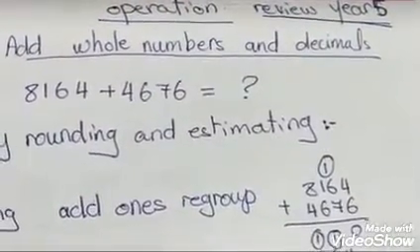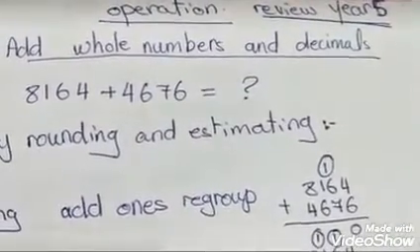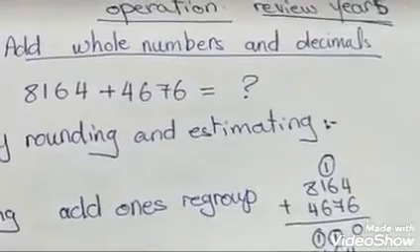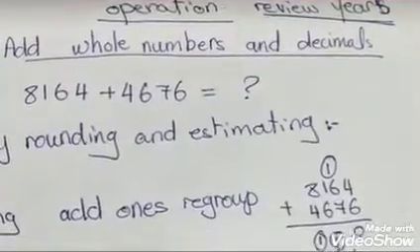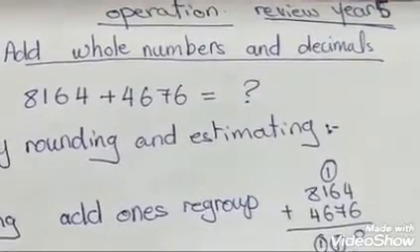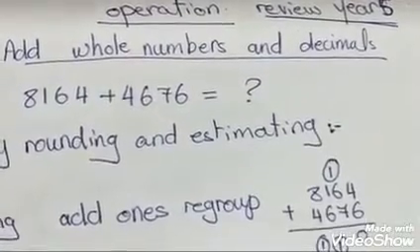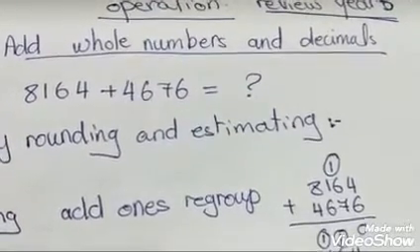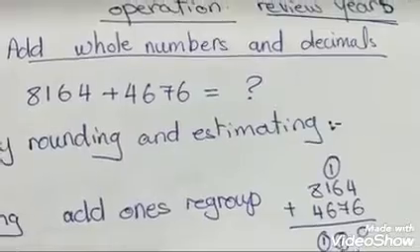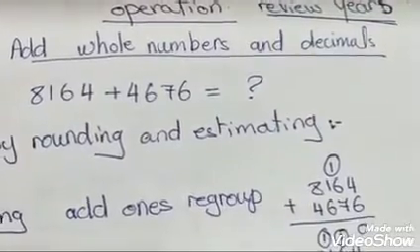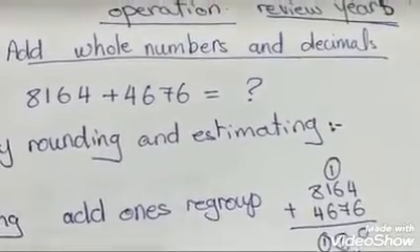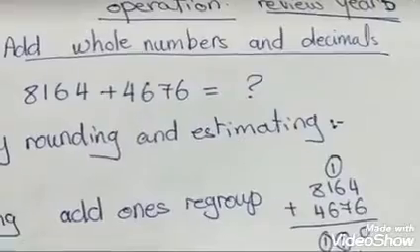Today, inshallah, we'll continue what we started last time, the review for year 5. Last time we took numerations, digits, place value, decimals, and rounding, approximating. Today, inshallah, we'll continue with operations. Operations means adding, subtracting, multiplying, and dividing.